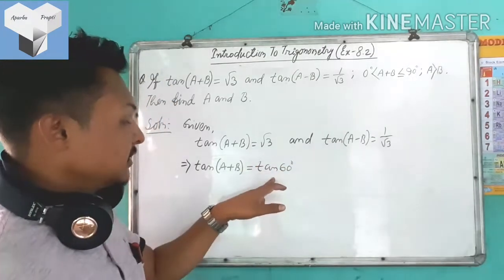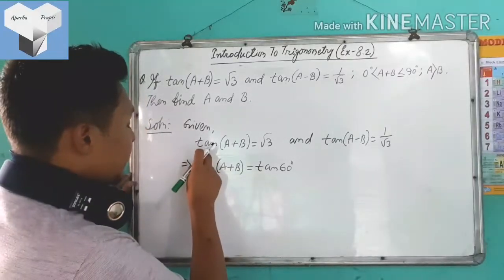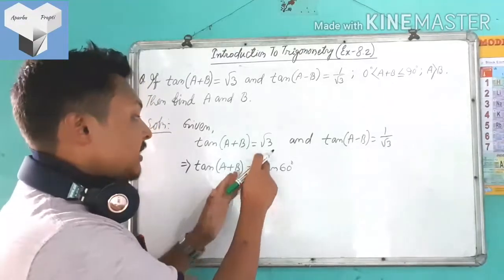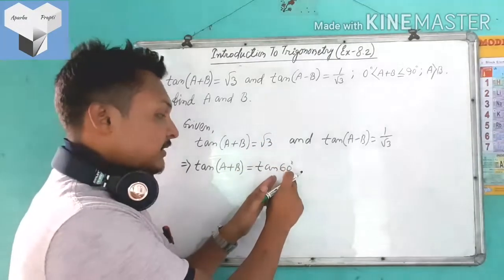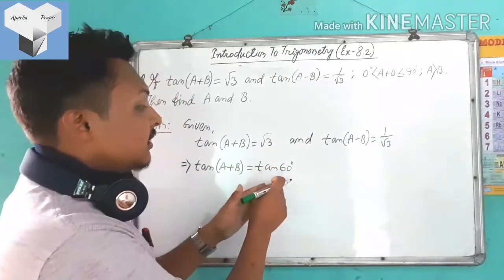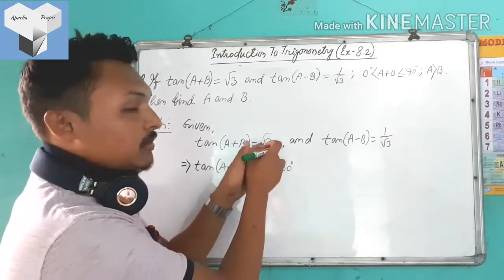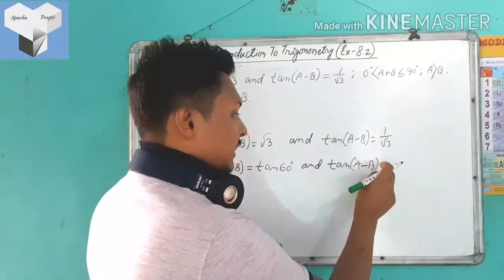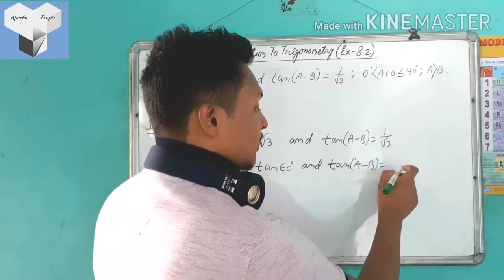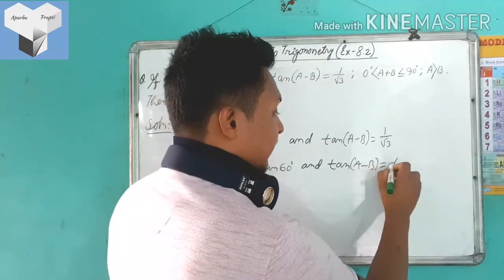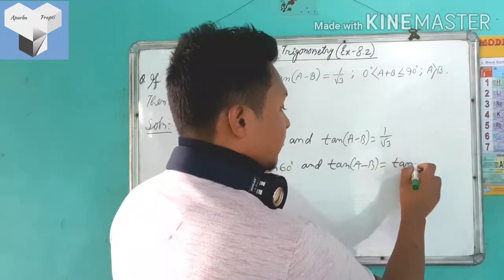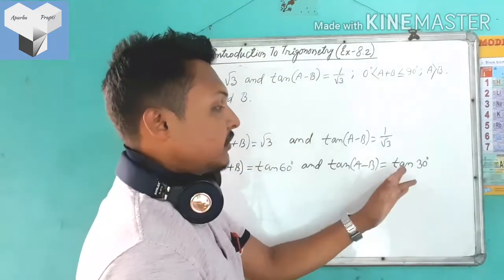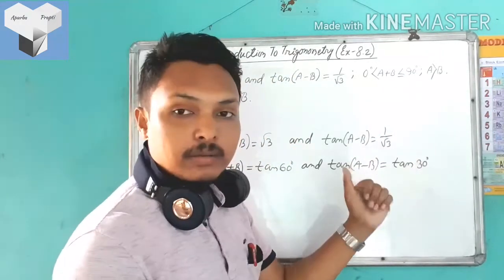Why have I written here tan 60 degree? Listen guys, here tan of (a+b) remains the same, and the equal sign also remains. In place of root over 3 we have written tan 60 degree because we know that the value of tan 60 degree is root over 3. Isn't this so? Yes. And tan(a−b) is equal to 1 by root 3. So in place of 1 by root 3, what can we put in terms of tan? That is tan 30 degree, because you know that the value of tan 30 degree is equal to 1 by root 3.